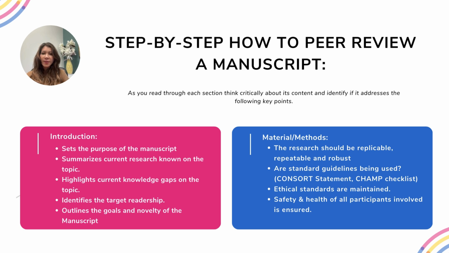In the materials and methods section, it's very, very important that ethical standards are maintained. Make sure that there's safety and health of any subjects that might be involved. Make sure that's referenced in there. And the research should be replicable, repeatable, and robust. And also, is there mention of the CONSORT statement or the CHAMP checklist? Whatever standard guideline might be required or might be used should be mentioned in this section.